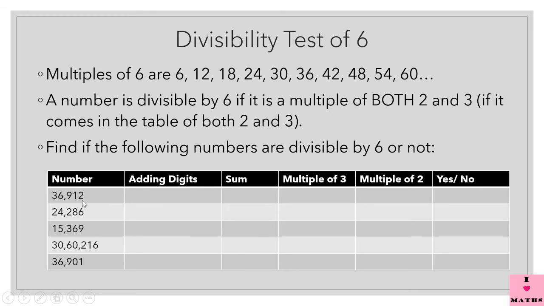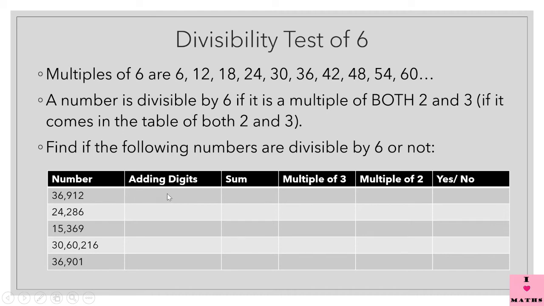36,912. In ones place, we have 2. So, this number is a multiple of 2. Okay, let us add the digits. 2 plus 1, 3. 9 and 3, 12. 12 plus 6, 18. 18 plus 3, 21. 21 is a multiple of 3.